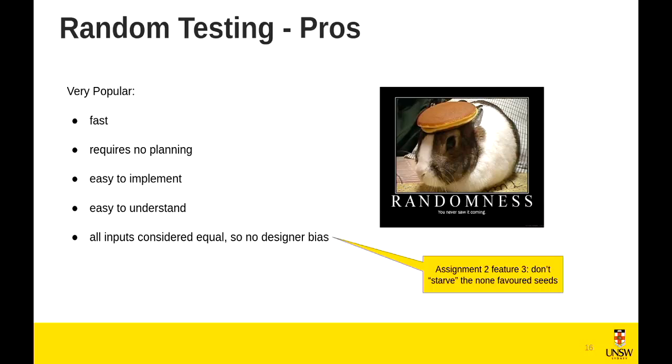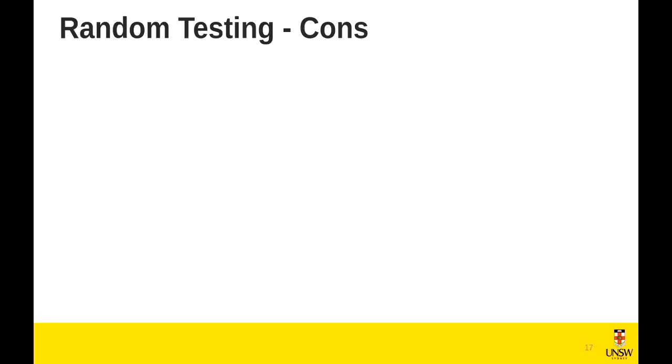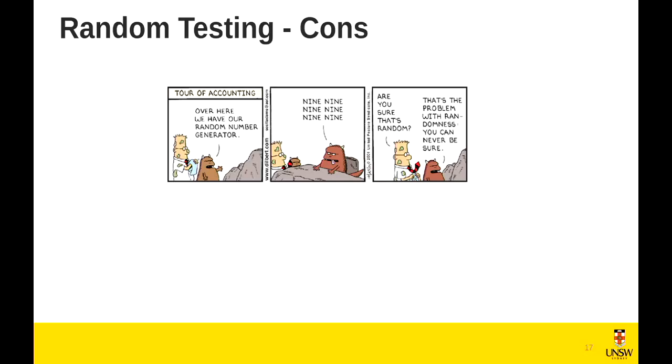And designer bias, talking about designer bias for your assignment to feature 3, although you are prioritizing the favored seeds, do not try to starve those non-favored ones. So give them some chance to be used, and to avoid designer bias. And there are some drawbacks of random testing, and actually we have a feeling of it before.